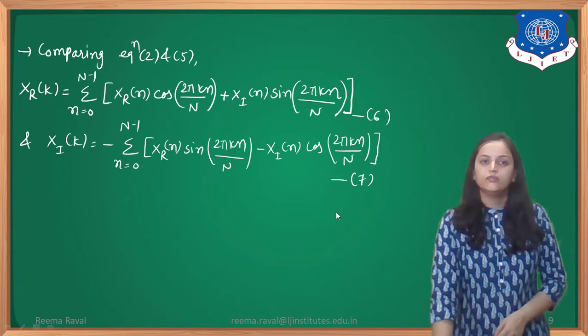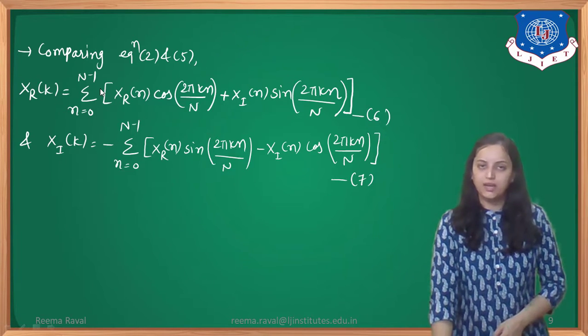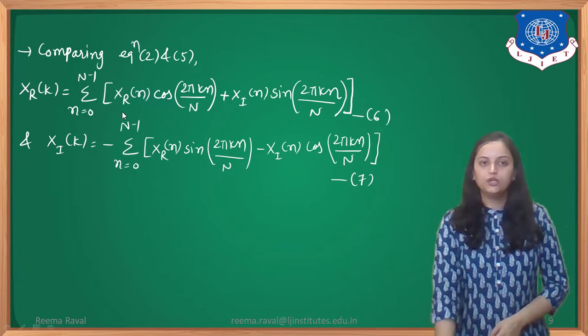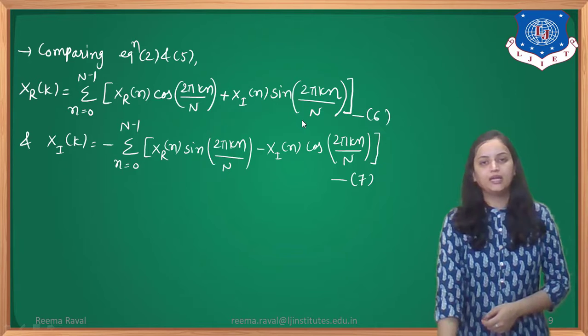Now comparing equation number 2 and 5, we will get xr of k equal to summation of n equals 0 to N minus 1 xr of n into cos 2 pi kn by N plus xi of n sin 2 pi kn by N.